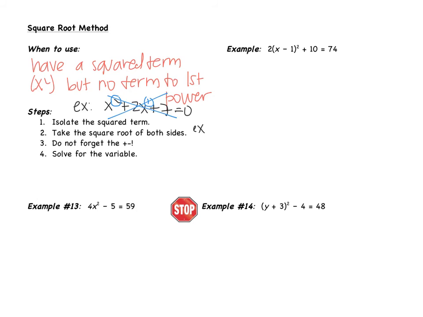In an example like x squared plus 7 equals 0, I have x squared, but I have no x to the first. So here I could use the square root method. So we're going to do some examples.